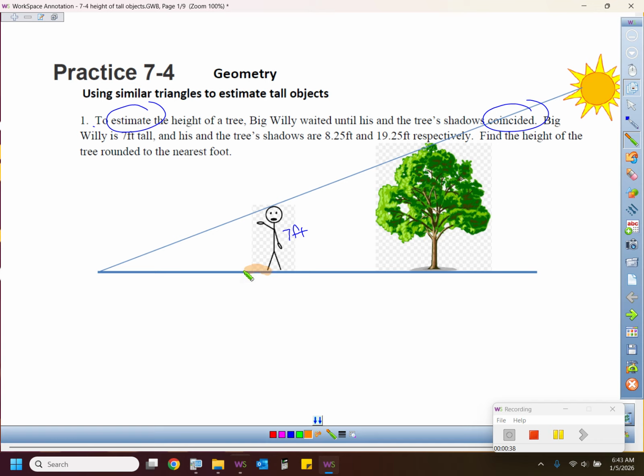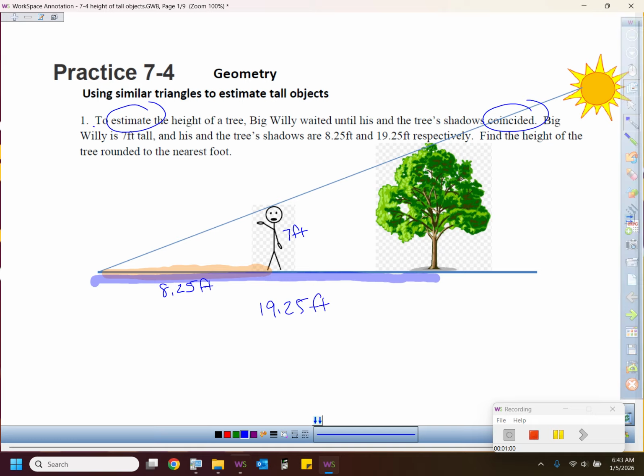The shadow for someone will be on the ground, right? So here's Big Willie's shadow right here. It's going to be 8.25 feet in that case. And then the tree's shadow, I'll do in blue right here, goes from the tree all the way over to here. That's 19.25 feet. Do you see how Big Willie's shadow lies right on top of that one, and they end basically at the same point? It says find the height of the tree rounded to the nearest foot.